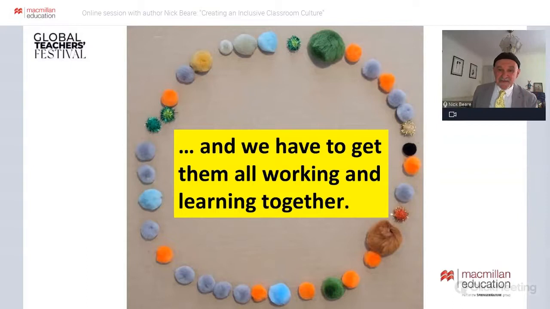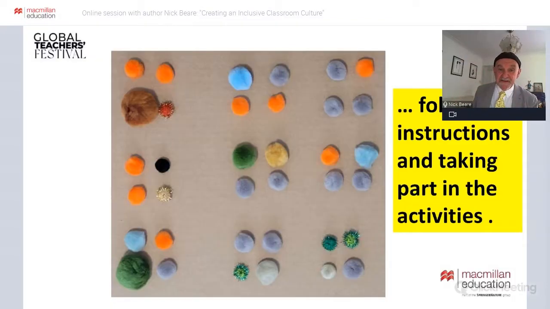Right, so that's what we want. We want them either working together as one whole classroom, or even more difficult, getting them following instructions and taking part in activities in little groups. And that's sometimes very difficult in a classroom, because you have students who don't mix with each other or don't like each other, and it's all a bit awkward sometimes.